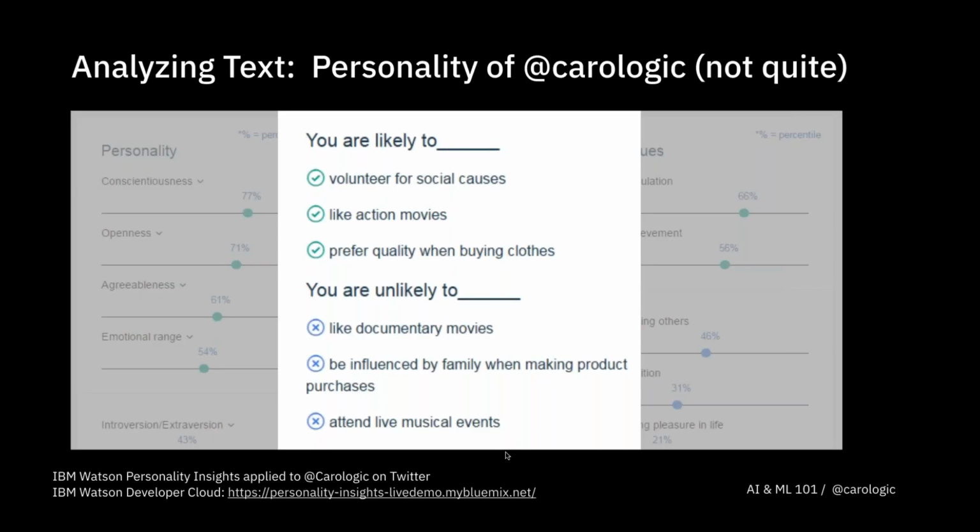And then analyzing text. This is an example of Personality Insights, which is an IBM API. And you can go on, there are many, many different types of these. These are just the ones I'm more familiar with. But if you go and put your Twitter handle in, you can get some information about yourself. And in this case, it says I'm likely to volunteer for social causes. I like action movies. I prefer quality when buying clothes. Unlikely to, interestingly enough, it picked that I don't like to attend live musical events, which is not true. So these systems don't necessarily get 100% accuracy at any given time, and they are only as good, again, as the information provided to it. At some point, I must have made a negative comment about music, and it took that to mean I don't like to attend musical events.